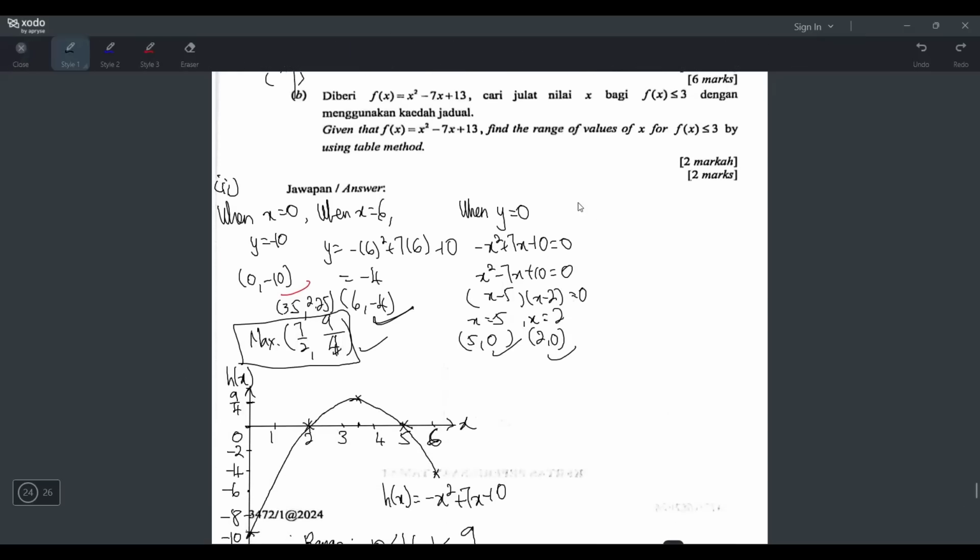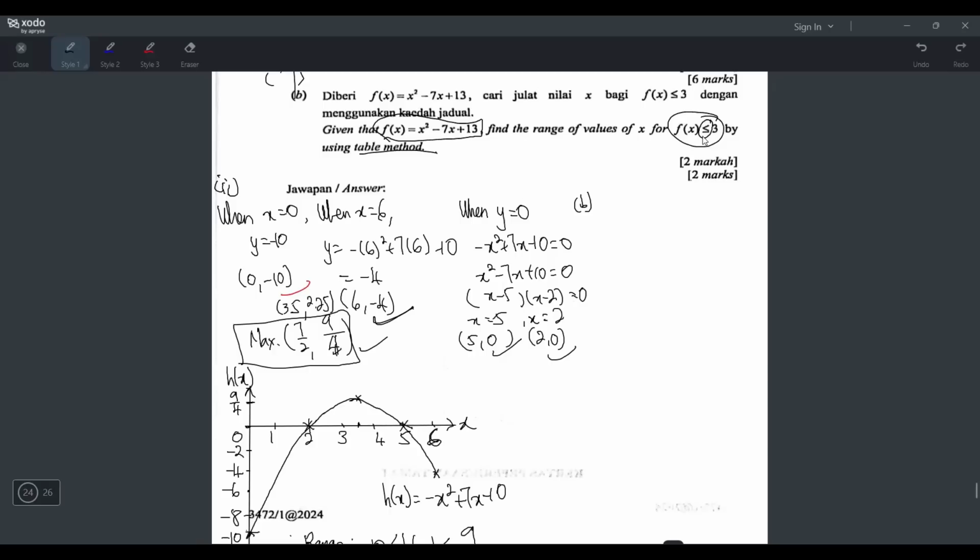Okay, so I will do B here. Given that f(x) equals to blah blah blah, find the range of values of x for f(x) smaller than or equal to 3 by using the table method. If you see this smaller than or equal to, it means this is an inequality. We are trying to solve the quadratic inequality. For quadratic inequality, the method is a little bit different compared to the quadratic equation. Do you know what's equation, what's inequality? Equation means persamaan. Inequality is ketaksamaan, which means got the bigger, smaller symbol.